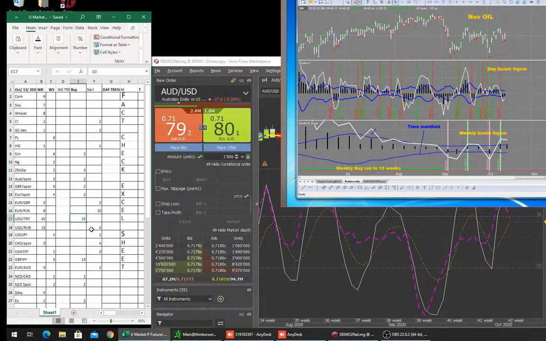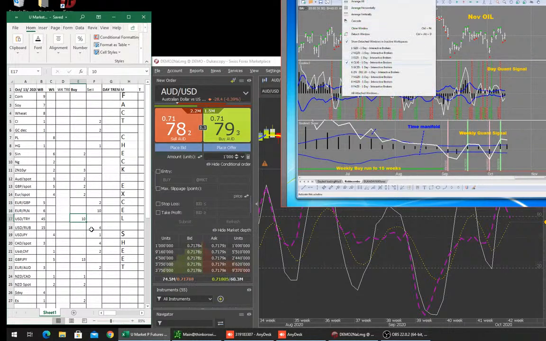Well, I kind of think this one wants to take off on the upside. That's the way I look at it, and especially with it in the weekly buy. It may be anticipating the way the economy is going to look after November 3rd, that type of thing.